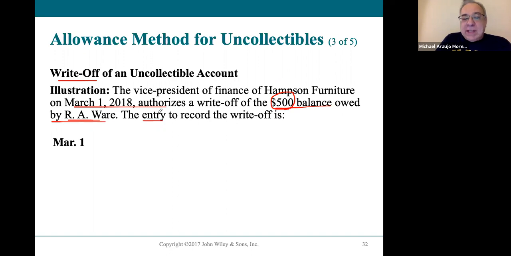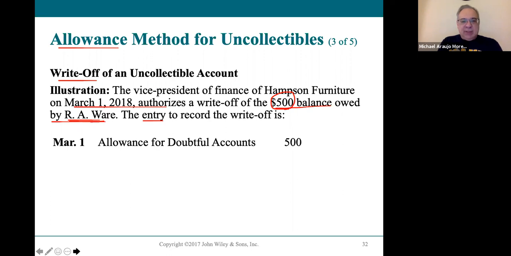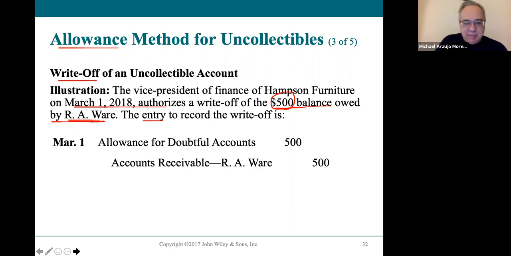Well, this $500 is in their receivable. To take the receivable out, that's where they grab the money from. They grab the money from the allowance account to close his receivable. So they will debit the allowance for doubtful accounts, the $500, that's where they're taking the $500 from, to close R.A. Ware's receivable on their books. Okay. That's where they get the money.